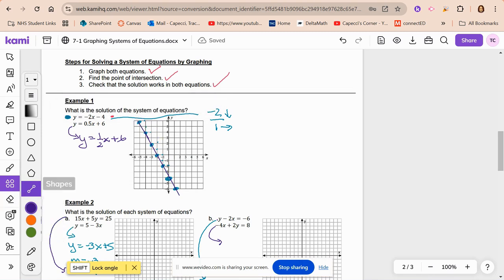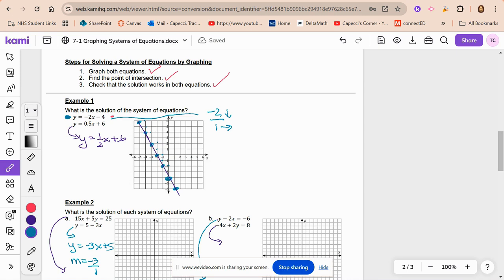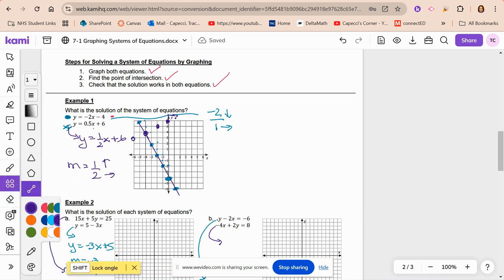And I'll do the same thing with the other one. For this equation, I took that equation and changed that 0.5 to 1/2. So my slope is going to be 1/2. So I'm going to go up 1, right 2. I'm going to start at 6. Now again, if I were going to go up to the right, I'd be off the graph. So I'm going to do the opposite directions. Down 1, left 2, down 1, left 2. There's my point of intersection. I'm going to do one more, down 1, left 2. I'm going to graph my line by connecting those points.